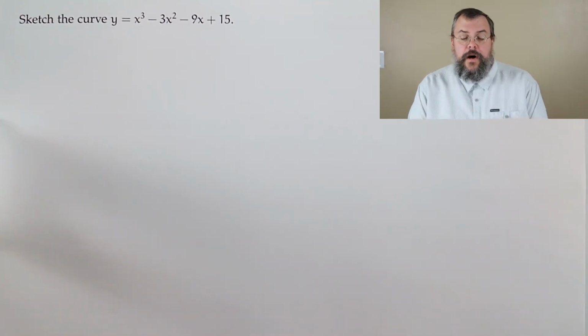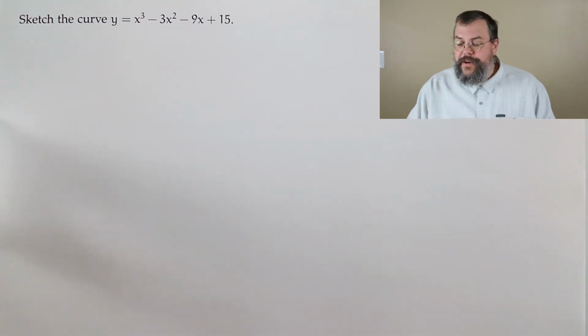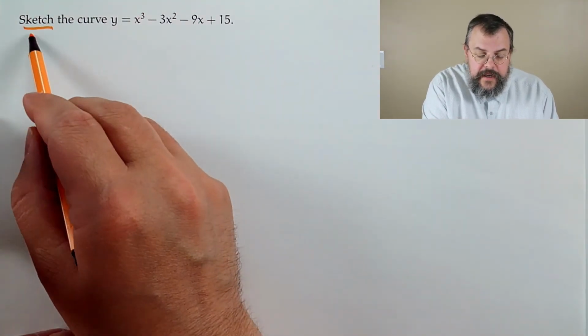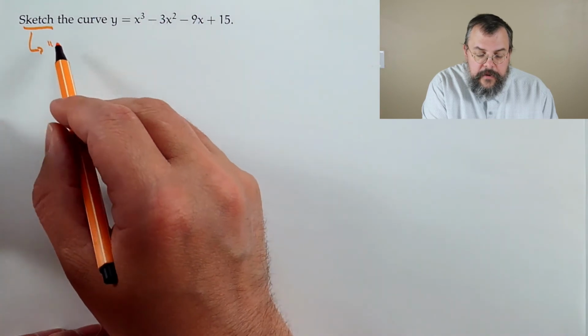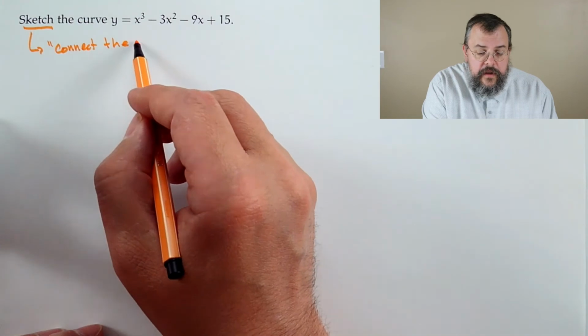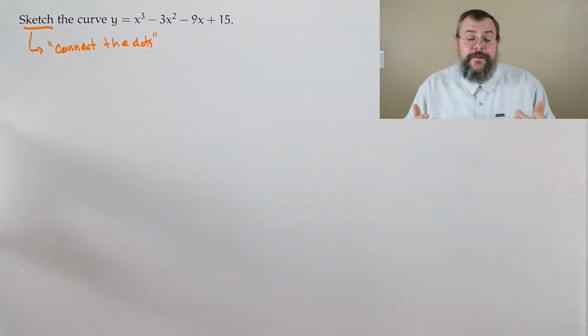Sketch the curve y equals x cubed minus 3x squared minus 9x plus 15. All right, so this is our curve sketching. Now, when we're doing our curve sketching, our big idea is we're going to do good connect the dots. So that's our focus: let's figure out where the dots are and how they connect. So when we talk about connect the dots, we want to look at the first and second derivatives.